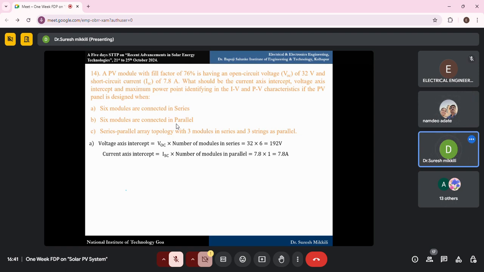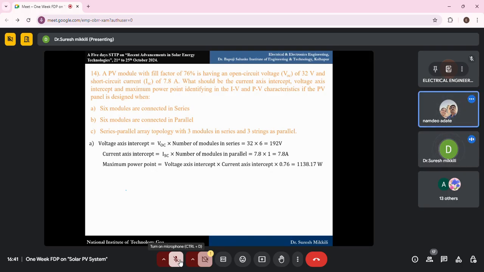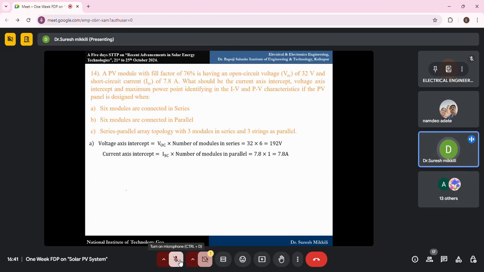Second one. Now 6 modules I am connecting in parallel. When I connect 6 modules in parallel, what about the voltage? Voltage will be the same, 32. Sorry, power you have not calculated. Power is the multiplication of voltage and current. That is wrong. Here the fill factor is given, no? Right, the fill factor is only 76%. That is the reason.